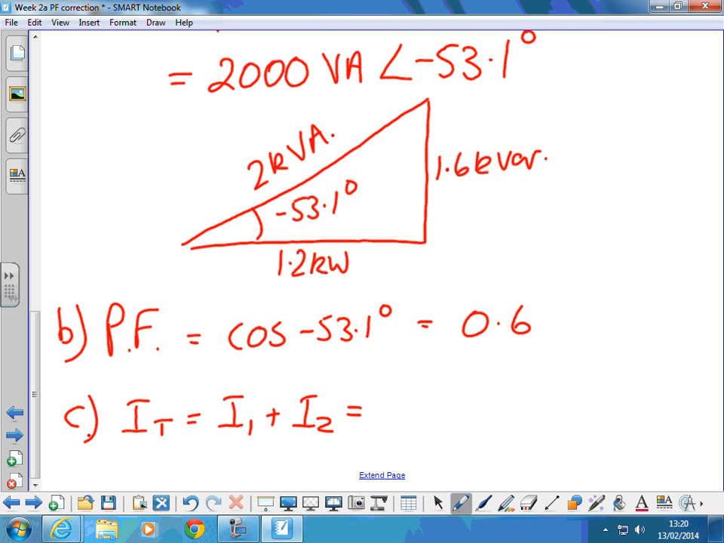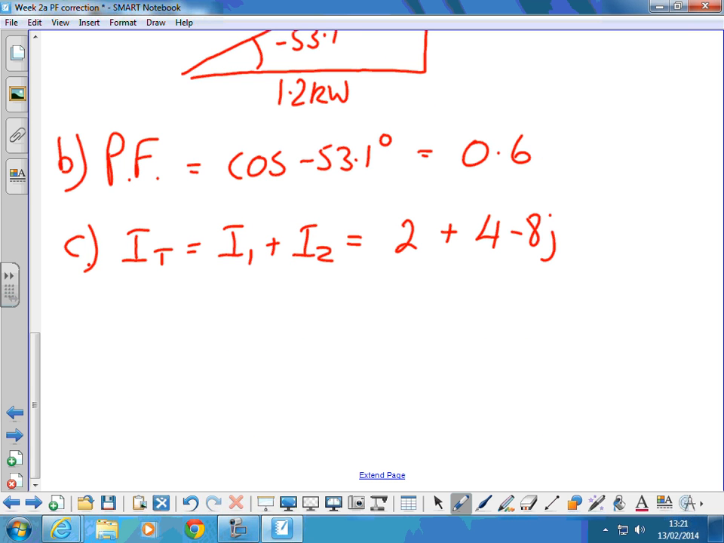I1 plus I2. I1 was 2. I2 was 2. That equals 6 minus 8j amperes. And then we just convert that to polar because we want the magnitude of it, really.